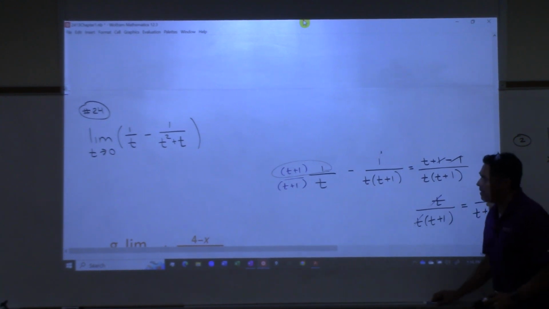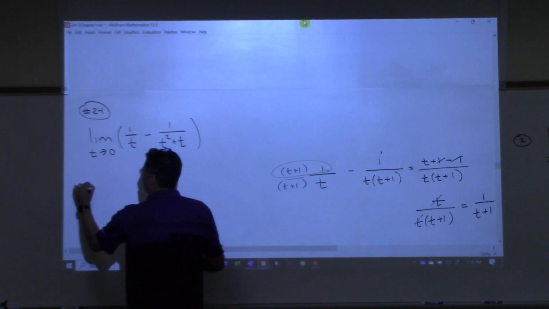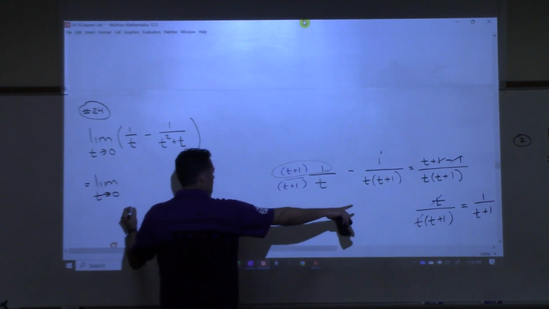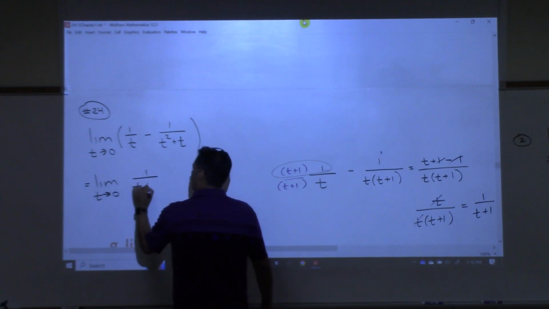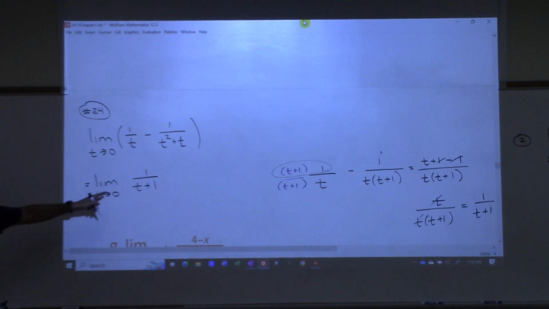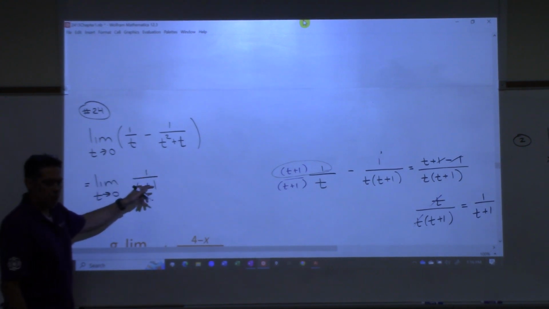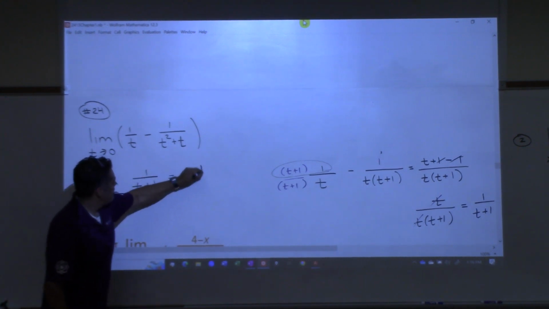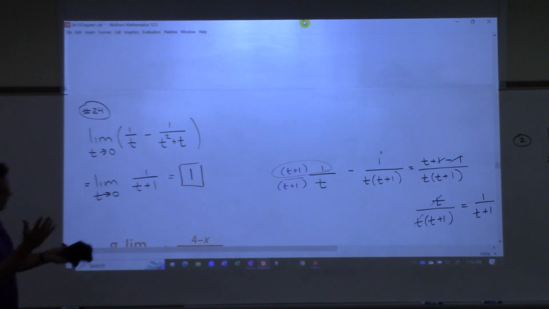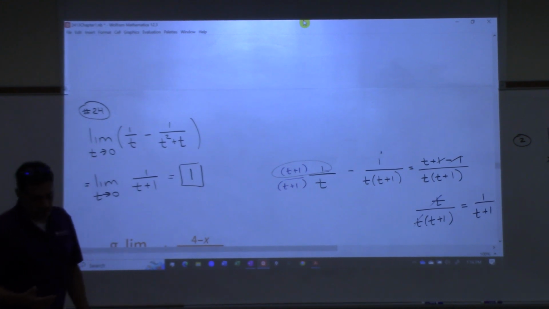So now I'm going to come back over here and I'm going to say, okay, this is equal to the limit as t goes to 0 of 1 over t plus 1. And now if I let t go to 0, I no longer have a problem. I just get 1 over 0 plus 1, 1 over 1 is 1. Okay. So when you see fractions like that, and you have problems, a lot of times putting the fractions together will help. Not every time, but I mean, we got to try something, right?